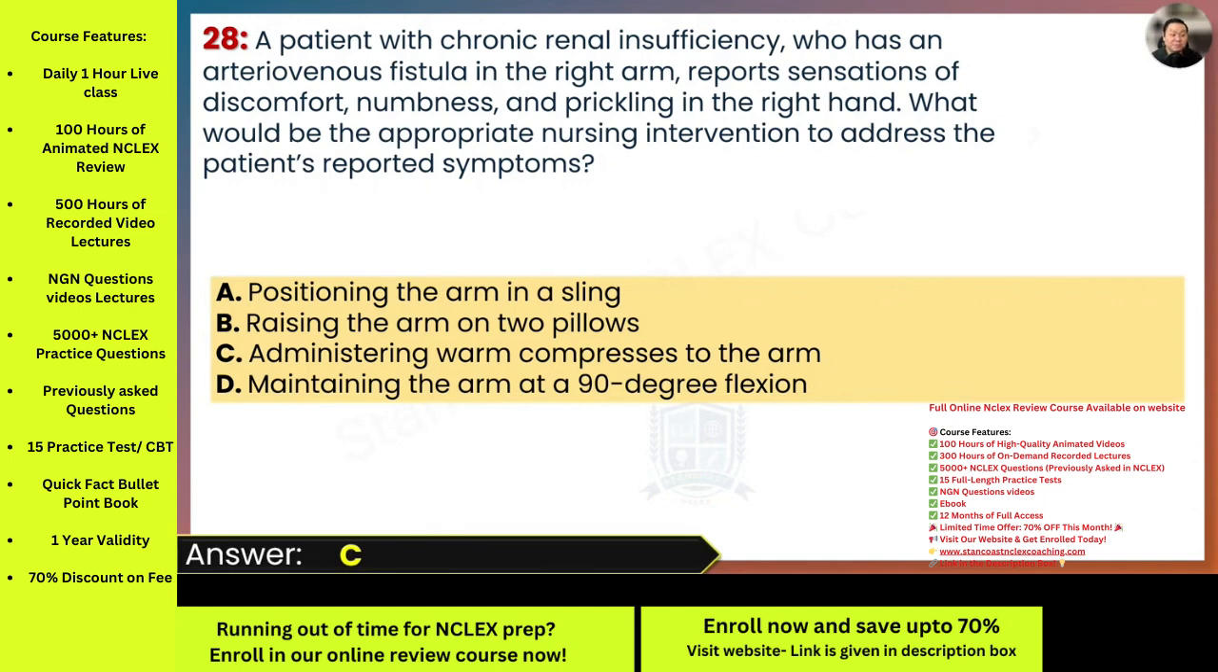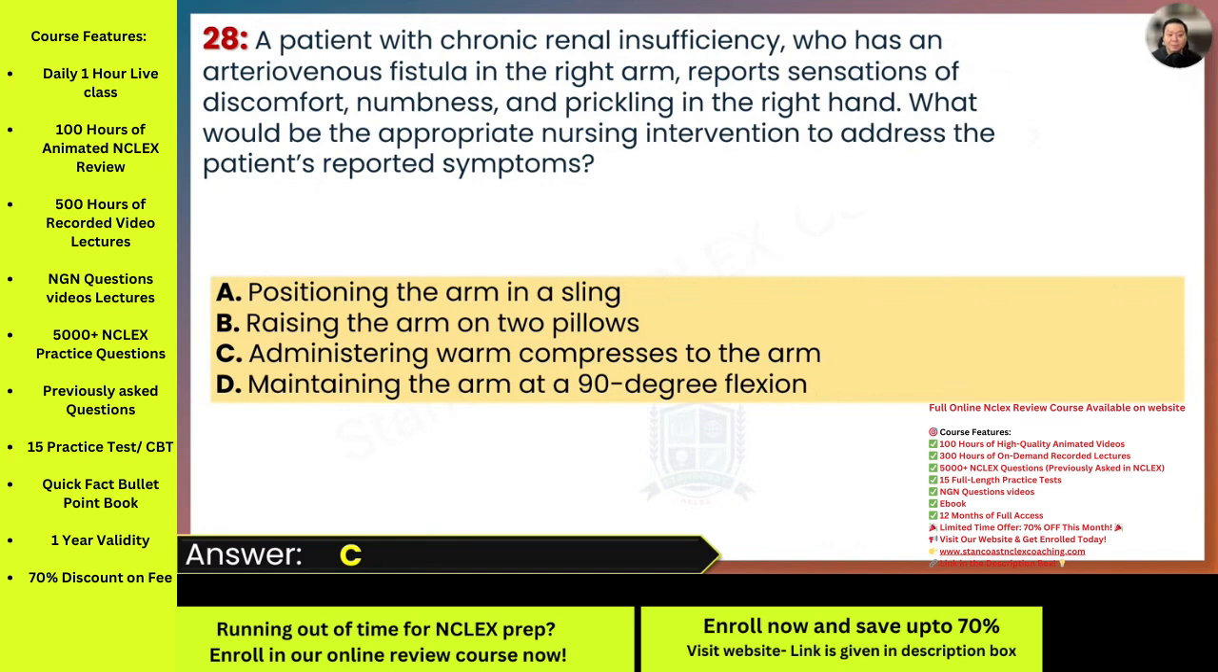The patient's symptoms of discomfort, the numbness, the prickling in the right hand are indications of vascular arterial steal syndrome, which is going to happen when there is diversion of the blood from the tissues. So this will lead to poor perfusion. And in the syndrome, the creation of the fistula can cause the blood to bypass the smaller vessels that normally supply the hand. So this will lead to insufficient blood flow. It will cause the patient's discomfort.